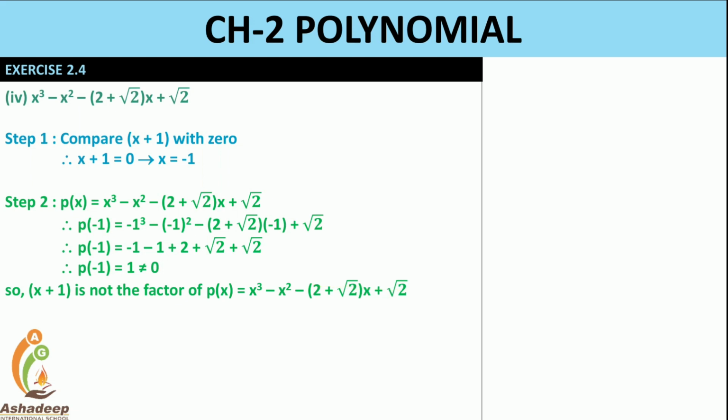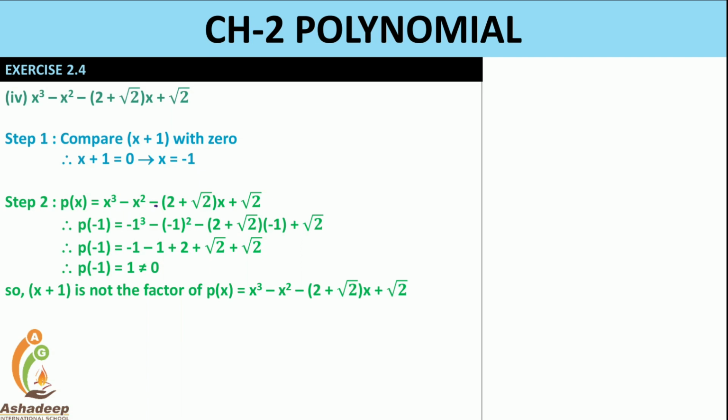Now another sum, and that is x cube minus x square minus, see, this is very important. This is the single term, plus square root of 2. The same thing we need to repeat here. The first step is we need to compare x plus 1 with 0. x is equal to minus 1. p of x is equal to x cube minus x square minus 2 plus root 2. Now wherever you find x, we need to put minus 1. Minus 1 cube, minus 1 square, here minus 1 and plus square root of 2.